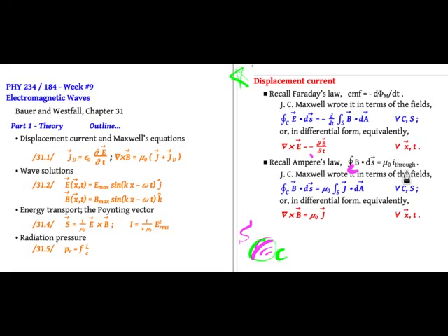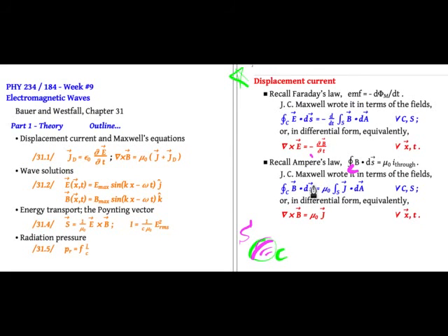Remember, current, we use the symbol I. But we could write that as the integral of J dot dA, where J is current per unit area. So J dot dA is the amount of current going through that little area. And then we integrate over the whole surface. So this is Ampere's law. Again, for a closed curve in space and a surface bounded by that curve.